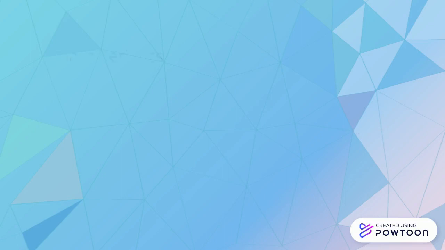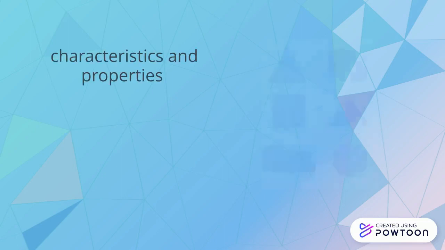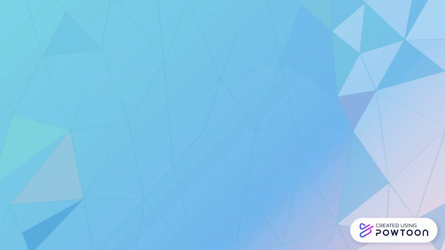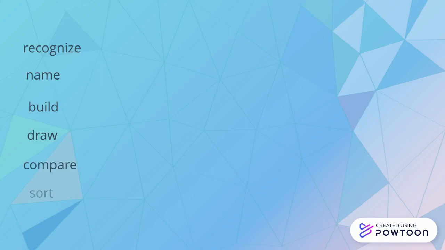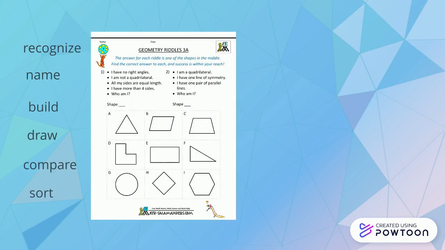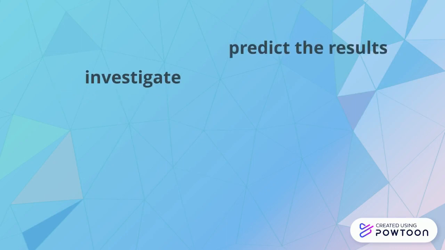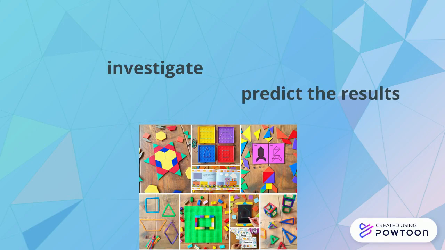Students need to also be able to analyze characteristics of properties of 2- and 3-dimensional geometric shapes and develop mathematical arguments about geometric shapes. Sounds like fun, doesn't it? In pre-kindergarten through grade 2, each and every student should recognize, name, build, draw, compare, and sort 2- and 3-dimensional shapes. They should be able to describe attributes and parts of 2- and 3-dimensional shapes and investigate and predict the results of putting together and taking apart 2- and 3-dimensional shapes.